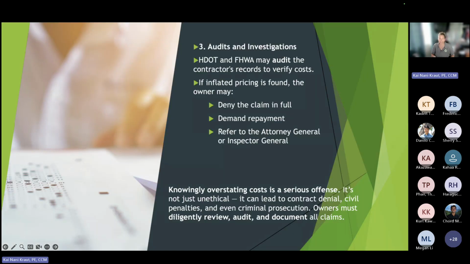Okay, this is all fun and exciting stuff. Audits and investigation. DOT and Federal Highway may audit contractor records to verify costs. If it's inflated, we deny the claim, we demand repayment, we go to the AG's office. Knowingly overstating costs is a serious offense. Not only is it unethical, it can lead to contract denial. I'm sure they could be blacklisted. Well, I'm not sure, but we'll see. Owners must diligently review, audit, and document claims.